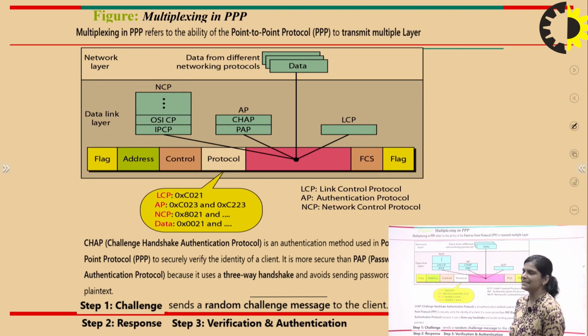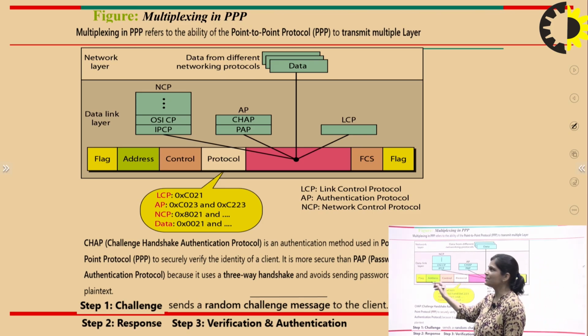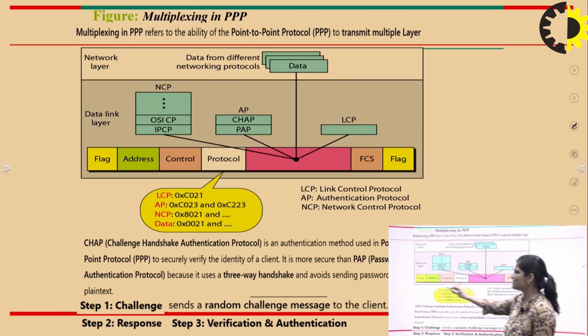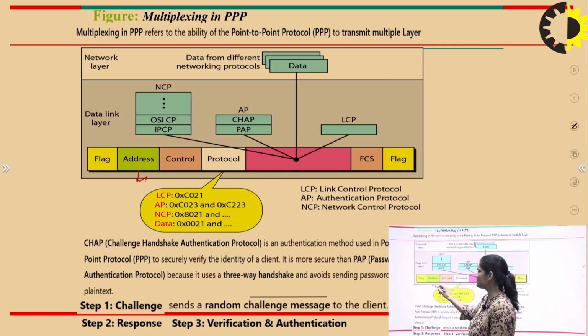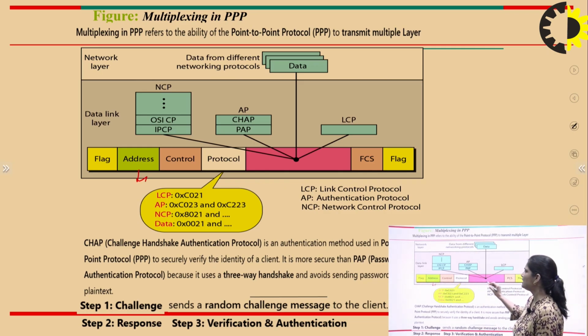Now, multiplexing in point-to-point protocol. This is the frame format of multiplexing in point-to-point. First the flag is there, then the address field, control field, protocol field. Here is the data field, then the frame check sequence and flag.